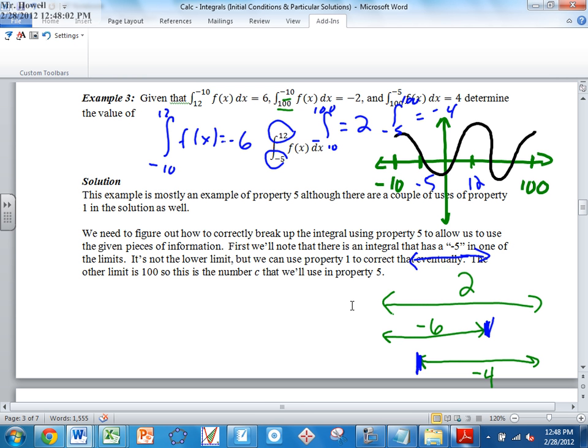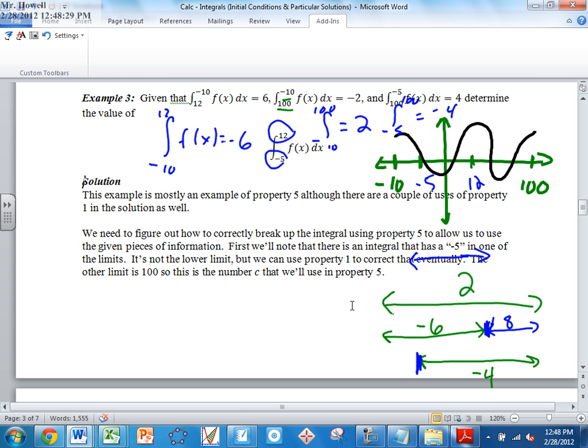Now, here's the question, though, guys. I've got to figure out what that area is. How do I do that? What's missing in the middle there? The whole thing is 2, right? So if the whole thing is 2, what does it make this portion here? If this is negative 6, what's left over here in this little endpoint? What is it? 8. Again, we don't know what this is. It's not given to us in the problem, but it's got to be 8. The whole thing is 2. If this is negative 6, negative 6 and 8 gives you 2.